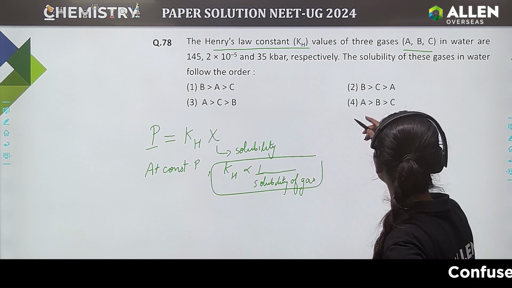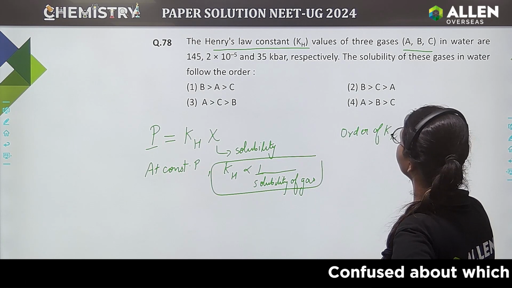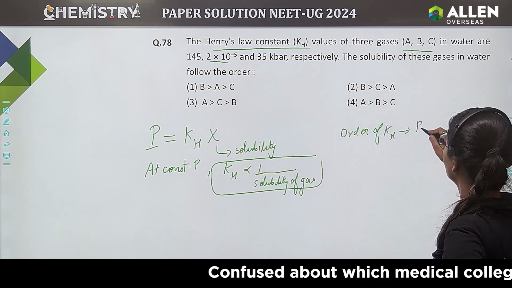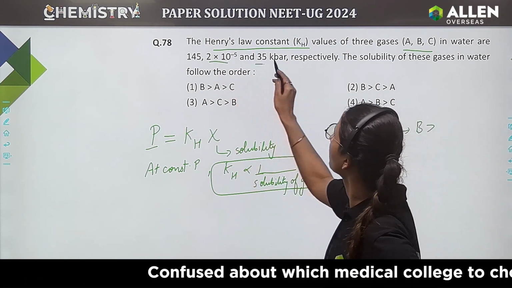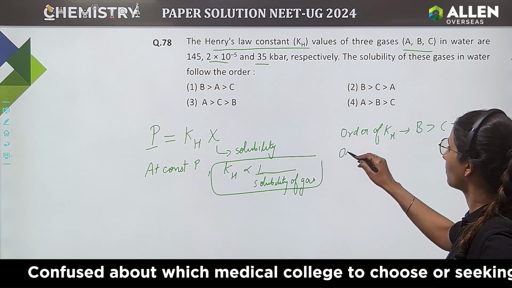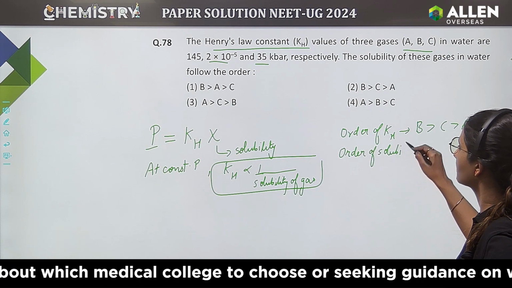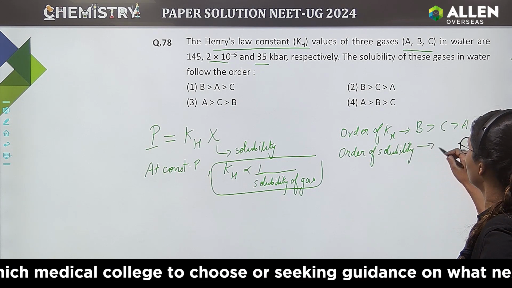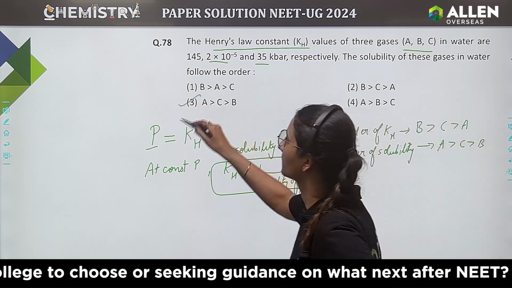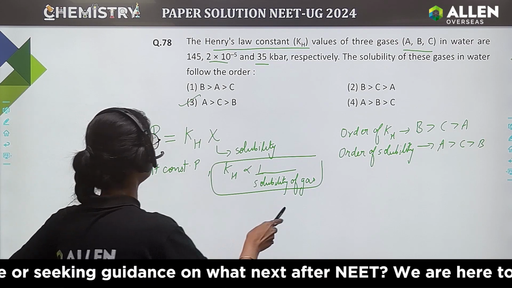Check the order of kh. What is the order of kh, students? I think this is least, yes, 10 raised to power minus 5 for B. Then comes C, then comes A. So students, what would the order of solubility be? It would be reverse, right? It would be A, then C, then B. Option third. Correct? Okay.